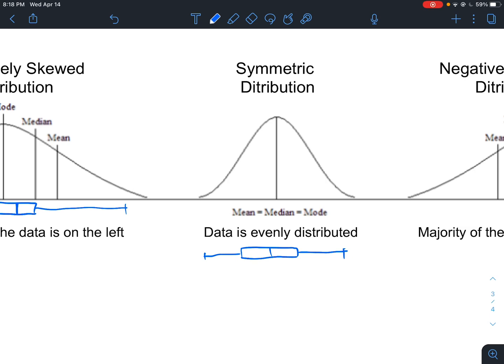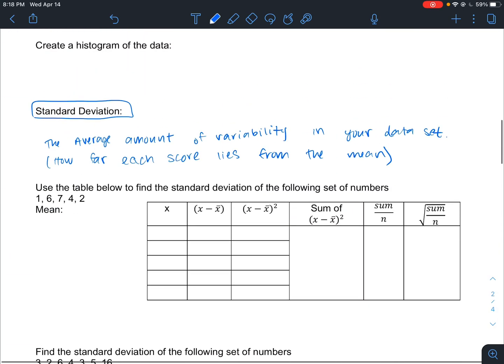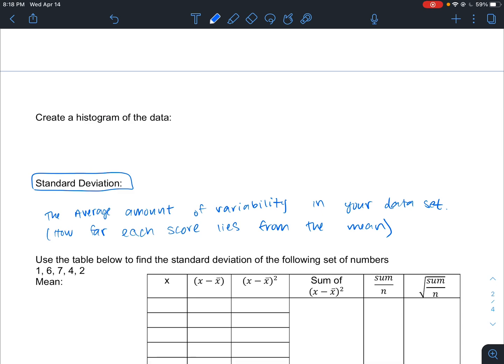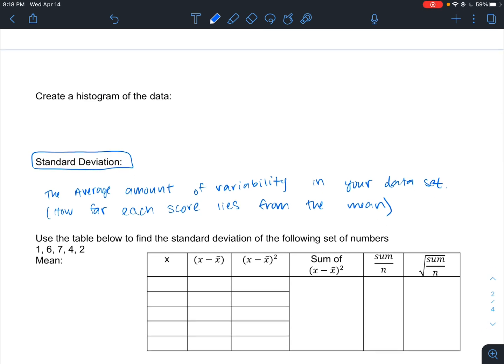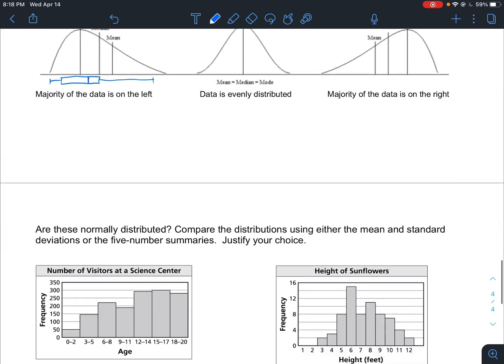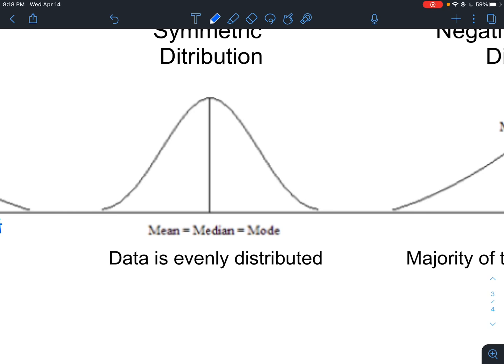But the standard deviation, what the standard deviation tells us, again, if we go back to the definition of standard deviation, it says how far each score lies from the mean, so the average amount of variability in your data set. So since it's symmetrical, we could create a mark right here. From here to here, we could call one standard deviation to the right and to the left. And then we can do it again. We could say that this is 2 standard deviations to the left and to the right, and then that this is 3 standard deviations to the left and to the right.